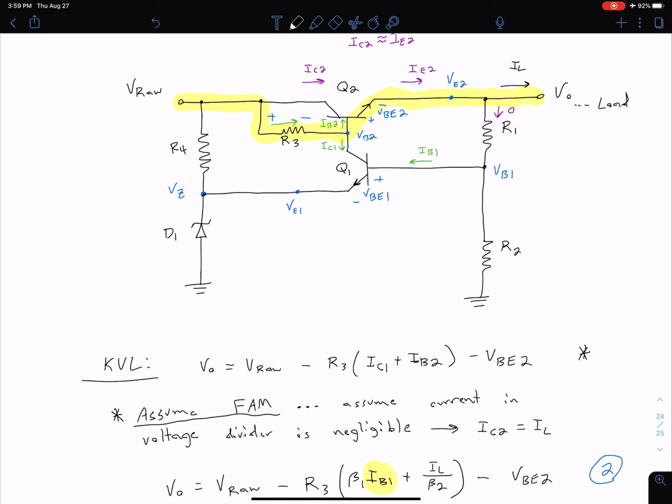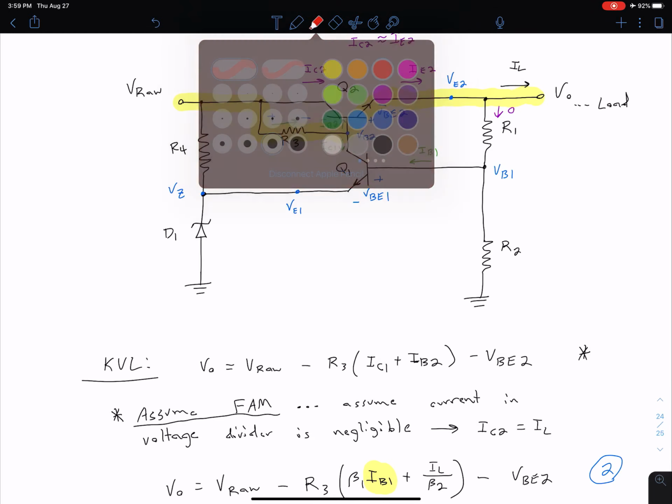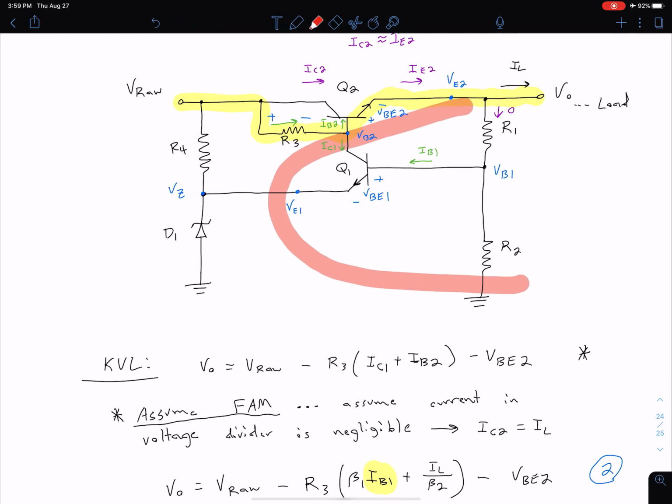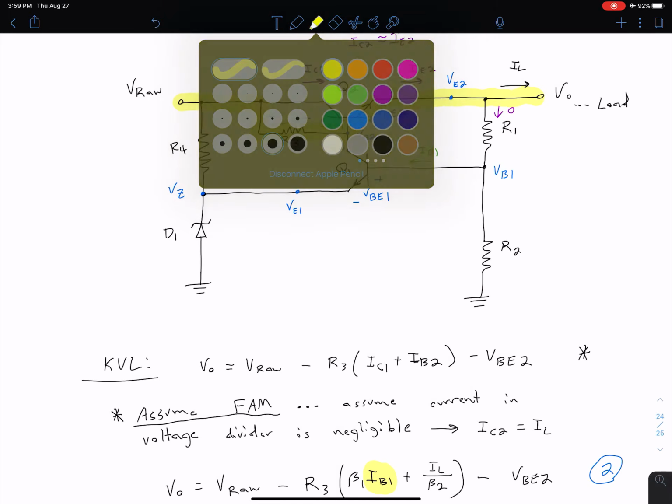We can look at this subset of the circuit right here, and we can consider this to be a voltage divider biasing circuit, and we can use a technique where we get the Thevenin equivalent at the base in order to find our base current. So let's take a look at how to do that.